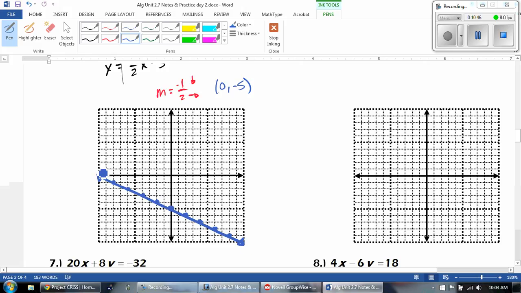I know it's right because I'm going down 1 over 2. You can check any 2 points. Down 1 over 2, and my y-intercept is 0, -5.